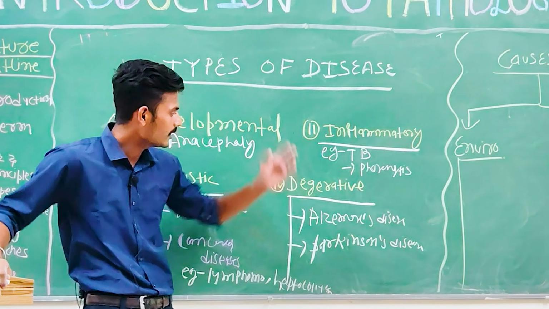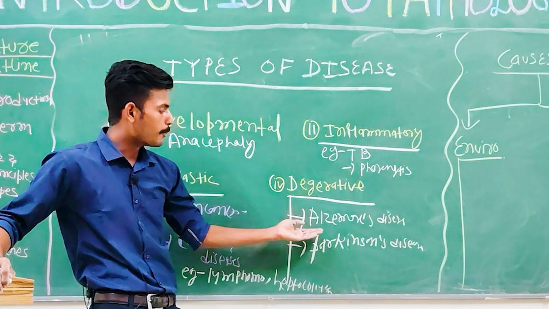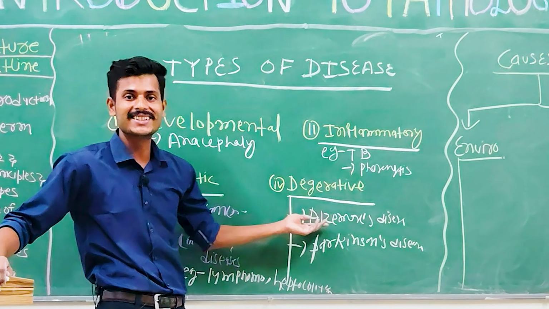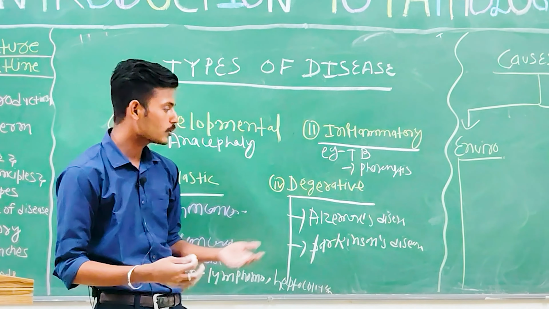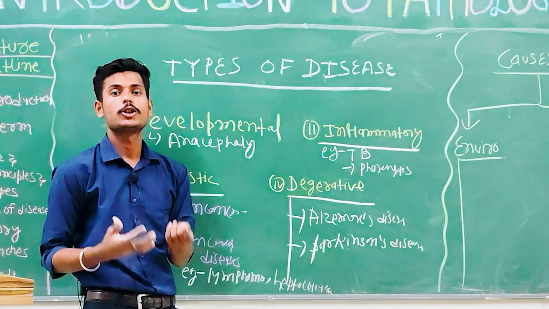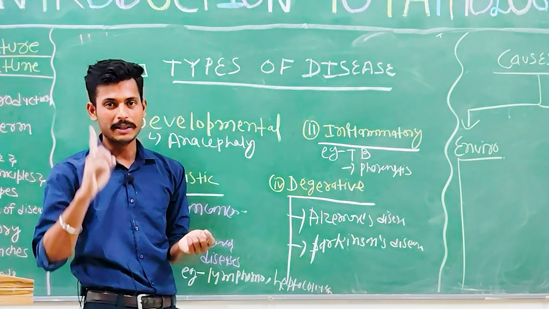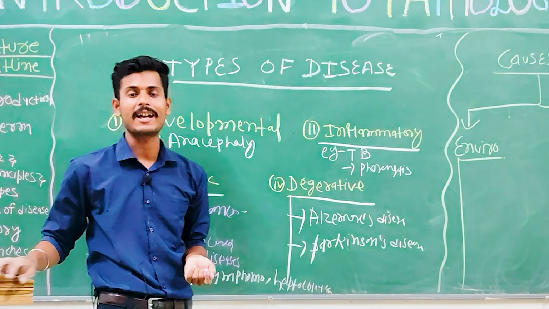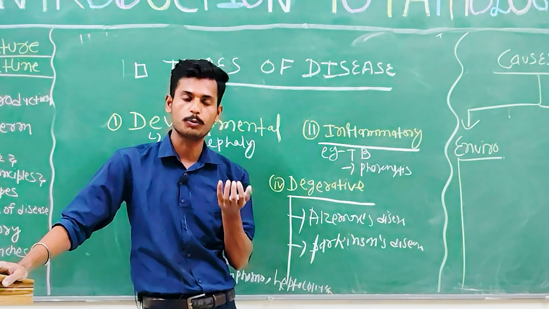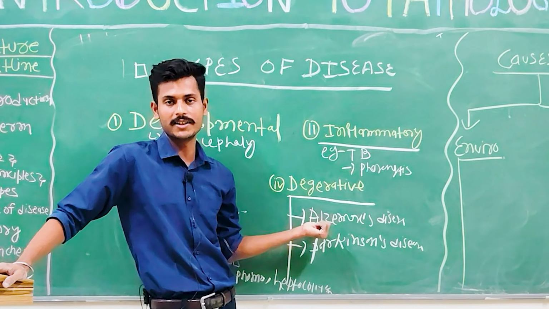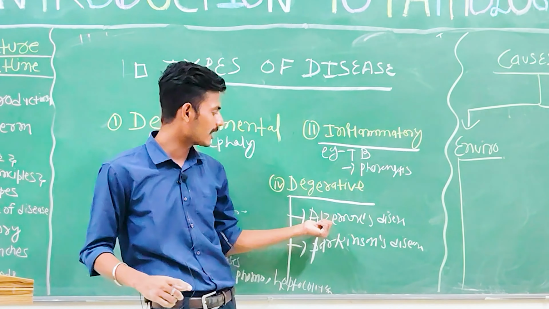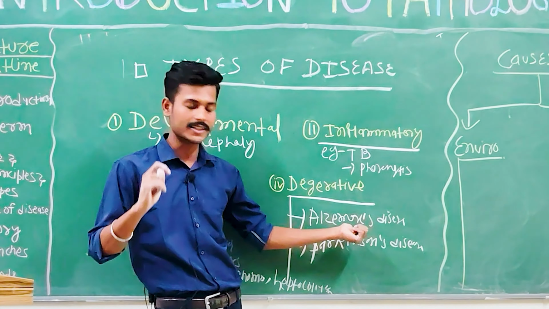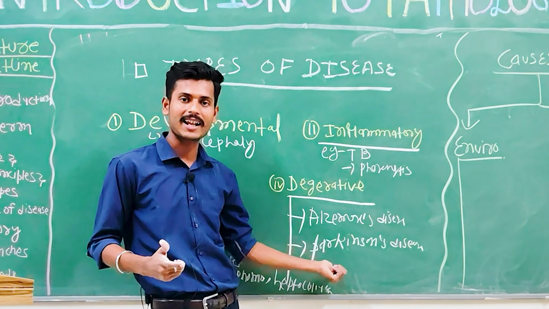Here the body tissues start degenerating. There is atrophy, shrinkage, or also the accumulation of certain toxic material. Beta amyloid is a kind of chemical compound which accumulates in the case of Alzheimer's disease. Memory loss, called dementia, is one of the clinical features of Alzheimer's disease. Then in Parkinson's disease, what happens?